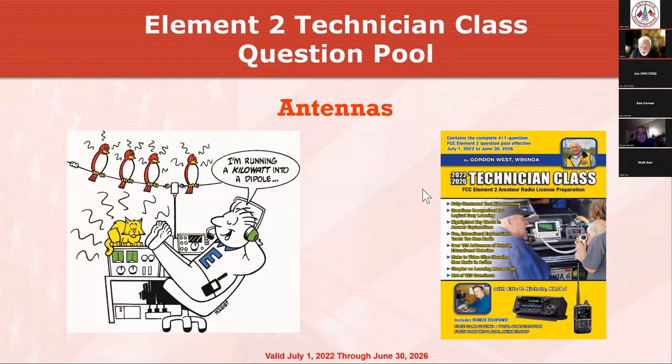And that's the end of the antennas. Are there questions at this point? Okay, then I shall move on.